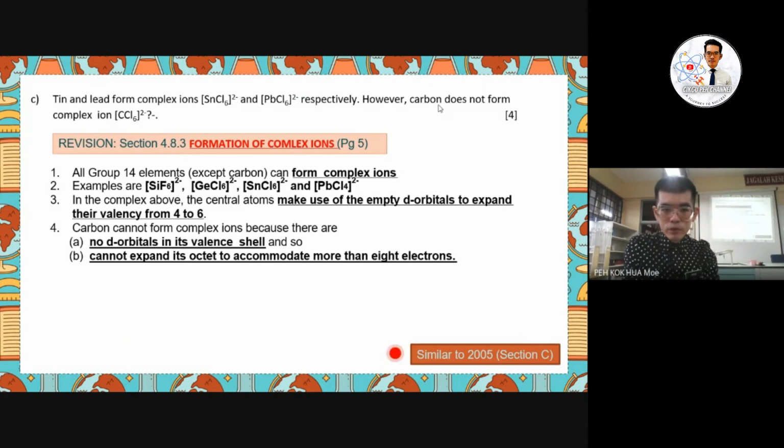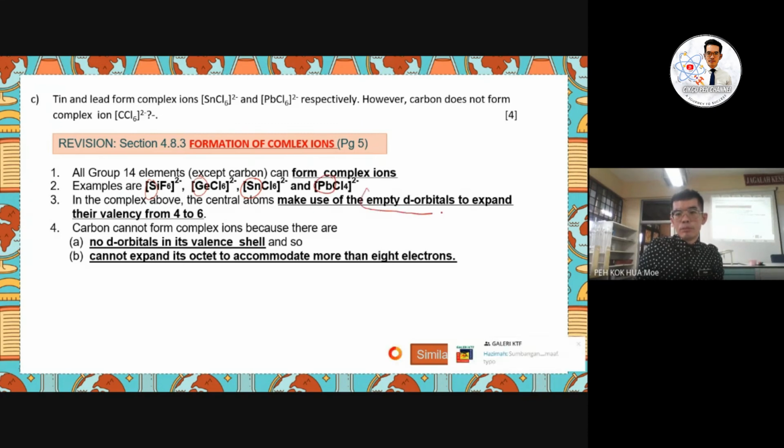Section 4.8.3, page number 5. This is all you learn. You just need to memorize these 4 sentences, and you can apply them to a different question. All group 14 elements except carbon can form complex ions. Generally, for example, these 4 types of complex ions, except for carbon. In the complex ions above, the central atom, which is silicon, germanium, tin, and lead, makes use of its empty d orbitals to expand the valency from 4 to 6.